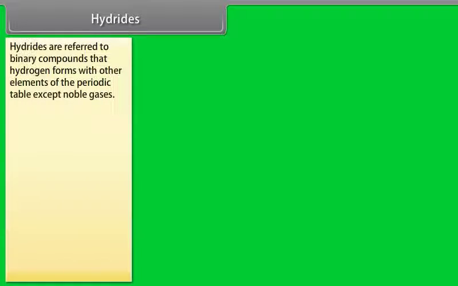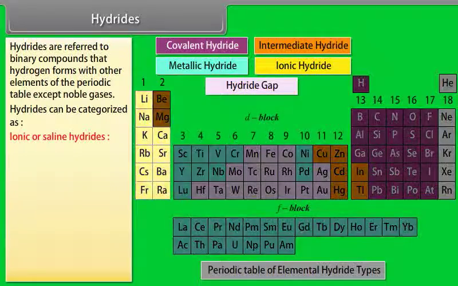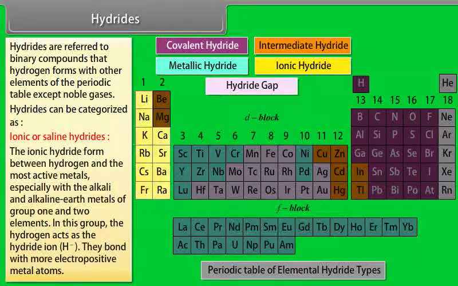Hydrides. Hydrides are binary compounds that hydrogen forms with other elements of the periodic table except noble gases. Hydrides can be categorized as ionic or saline hydrides. The ionic hydrides form between hydrogen and the most active metals, especially with the alkali and alkaline earth metals of group 1 and 2 elements.